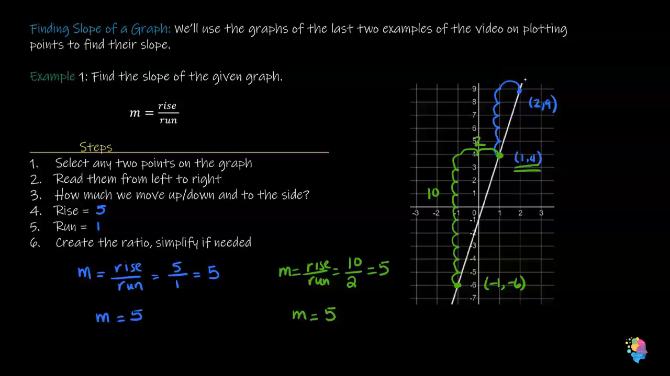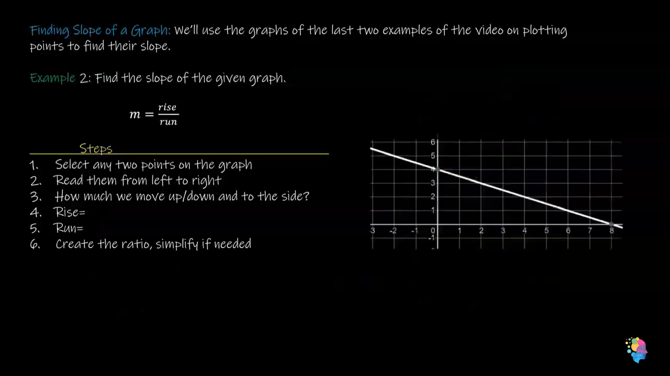Let's try another example. Now the points can also be selected from the x and the y-axis. They don't have to be selected from the quadrants like we did before. We still read from left to right. Here's a point on the left, and here's a point on the right.